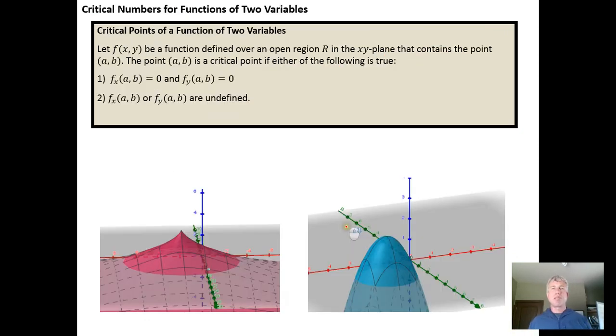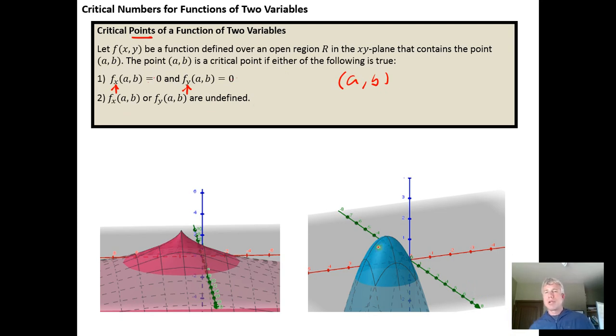So what's going to happen then in three-dimensional space, where we're defining things over an open disk in the xy plane, is that we have to pay attention to the partial derivatives. And we're going to find critical points, not numbers, because our critical points are going to be ordered pairs (a, b). We're looking for ordered pairs (a, b) at which the partial derivative with respect to x and the partial derivative with respect to y are simultaneously 0. And those could be places on the graph that may correspond to a local minimum or maximum.